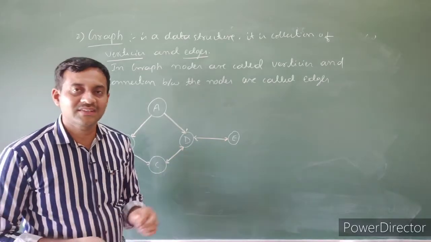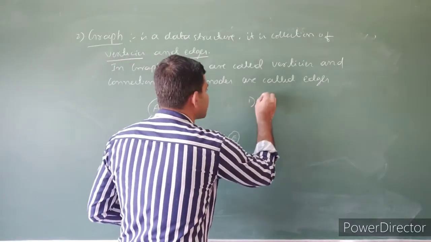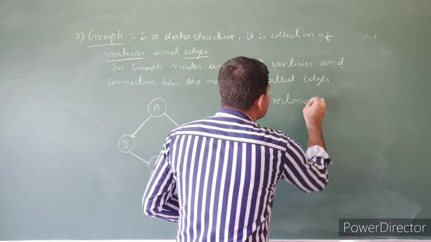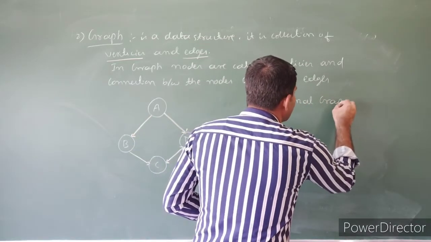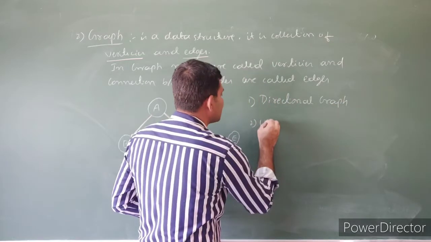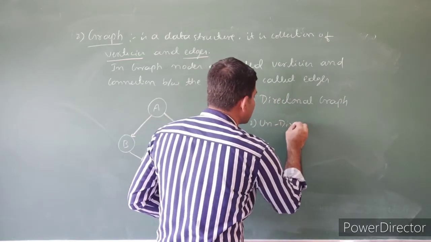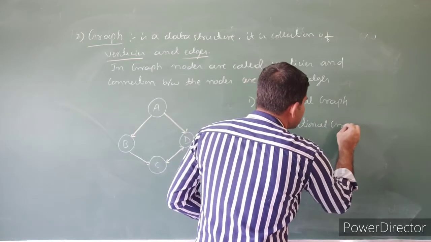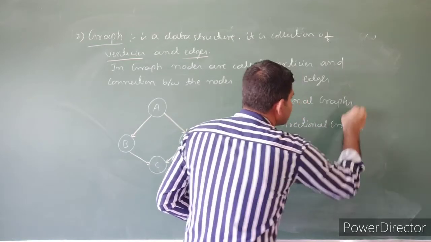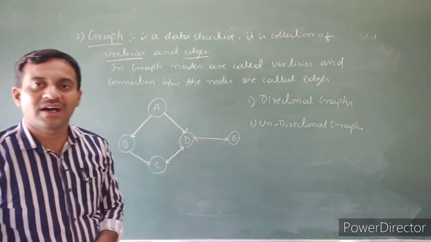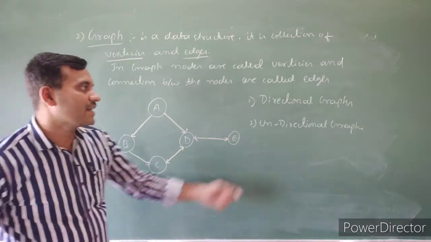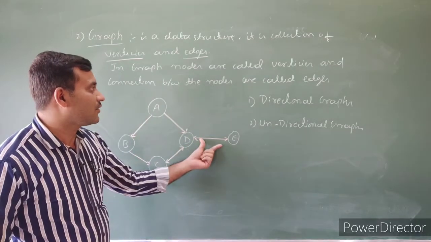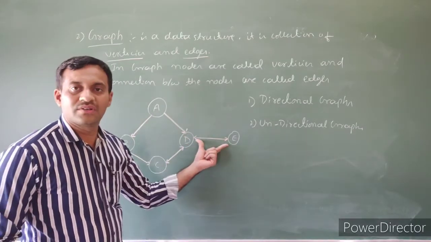There are two types of graphs. One is directional graph. Another one is undirectional graph. One is directional graph, another one is undirectional graph. Directional and undirectional graphs depend on the edges of the nodes.